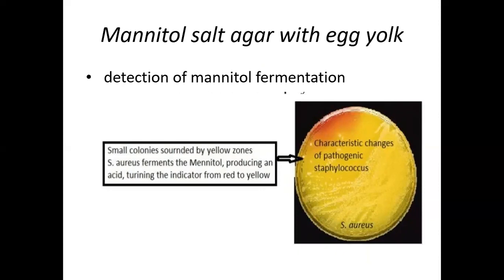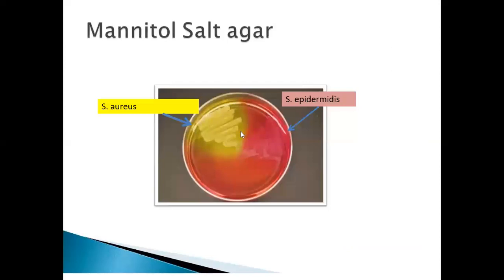They ferment mannitol, and this media changes its color. Before plating, the media is colored red, and after fermentation of mannitol, it changes color to yellow. And yellow color on mannitol salt agar.